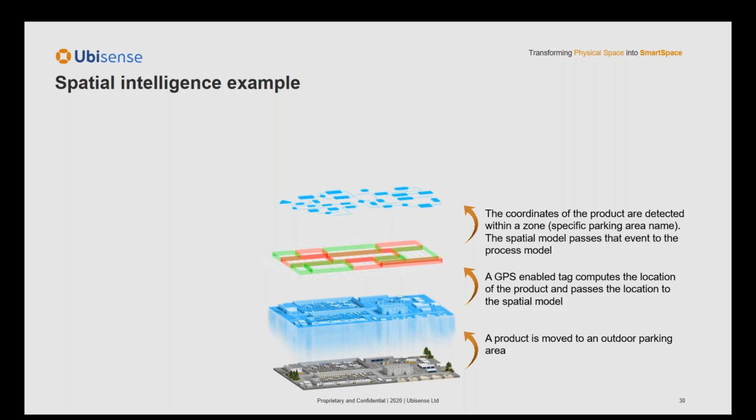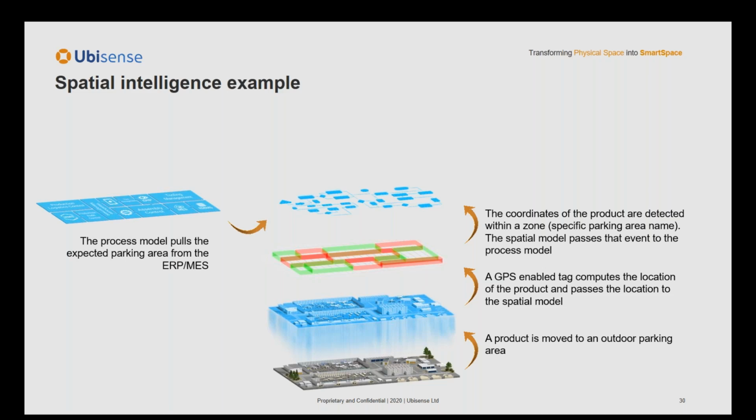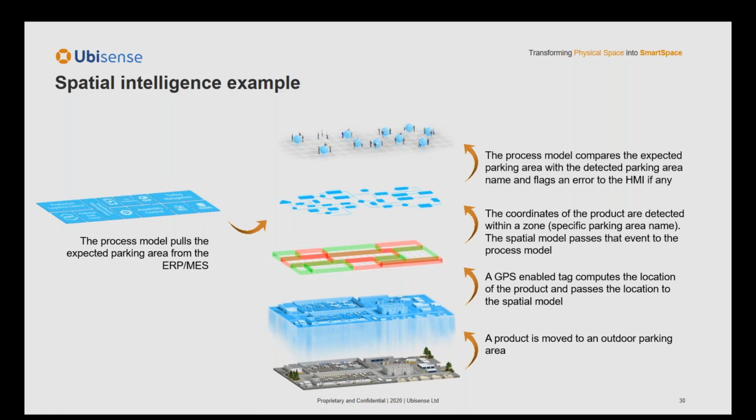And then the spatial model passes that event to the process model on top. The process model will pull the expected parking area from the existing ERP MES system. Then there will be a comparison: the process model will compare the expected parking area with the detected parking area. And if there is an error, so if it doesn't match, we can trigger a notification or an alert that is sent to the HMI, the user interface, or via email, so that someone, a supervisor, is informed that there is a process deviation.